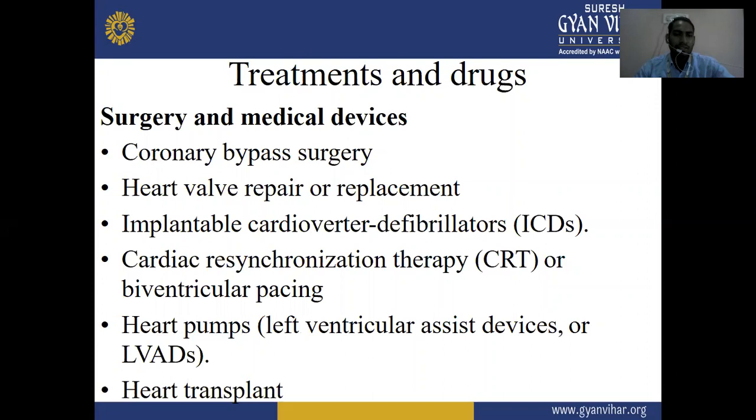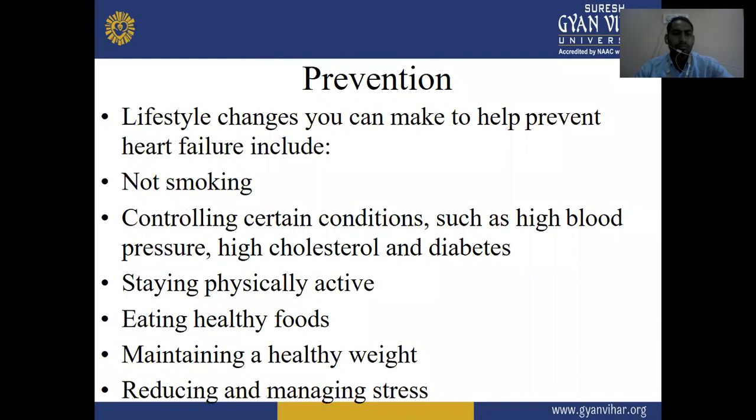Treatments include drugs, surgery, and medical devices: coronary bypass surgery, heart valve repair or replacement, implantable cardioverter defibrillators, cardiac resynchronization therapy, heart pumps, left ventricular assist device, heart transplant. These are the treatments of congestive heart failure.